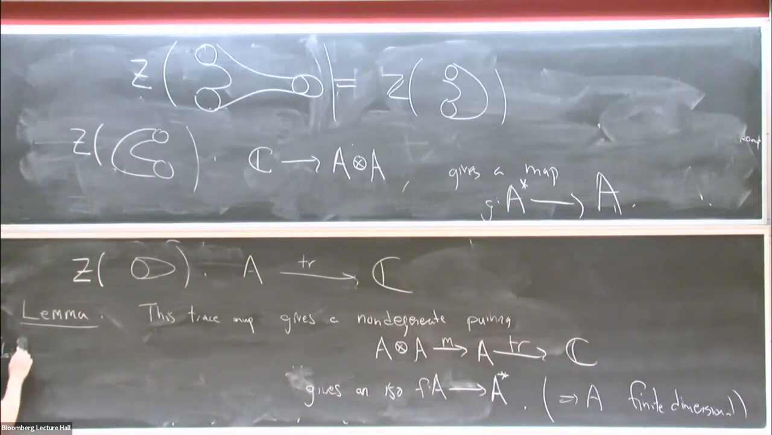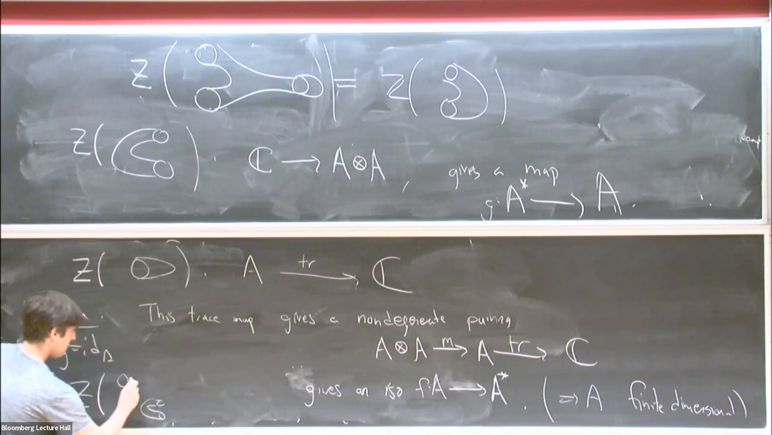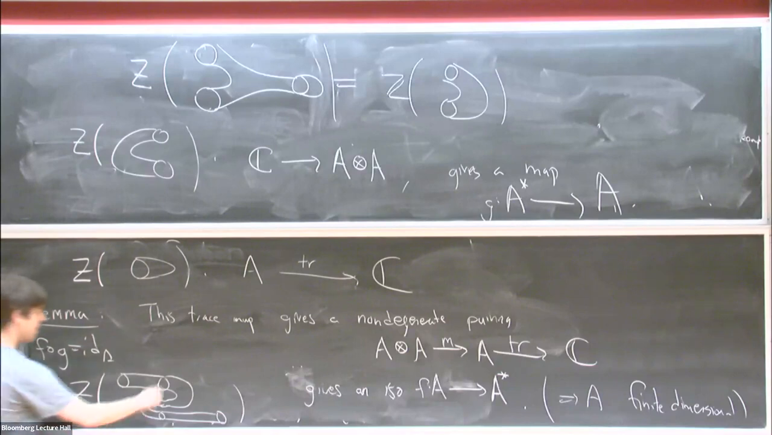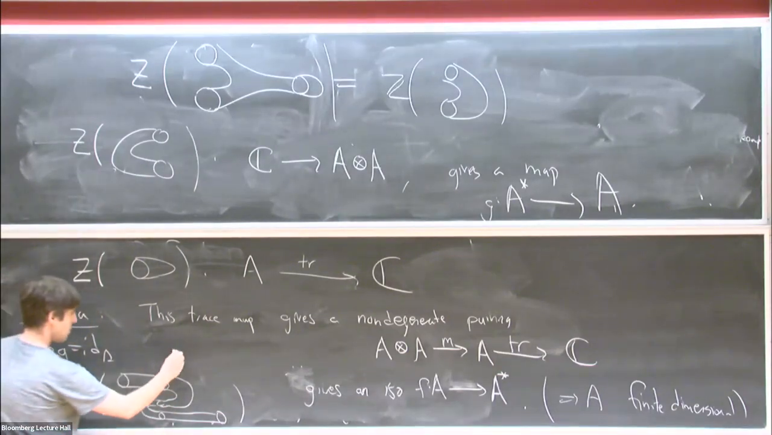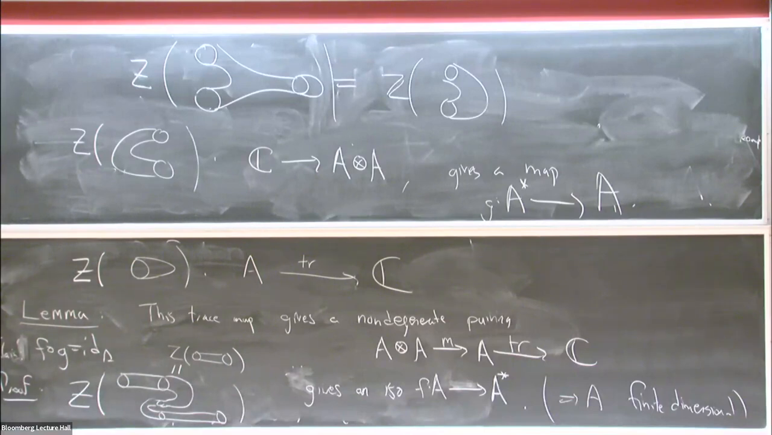Claim: F composed with G is the identity map from A to itself. And the proof is a proof by picture. F composed with G is something that you can get as Z evaluated on a particular shape. Namely, you would evaluate Z on the picture that you get by drawing this and attaching it to this, and thinking of that thing as a bordism from one circle to itself. And then let me observe that this is the same as Z evaluated on the straight cylinder. This is a diffeomorphism invariant.